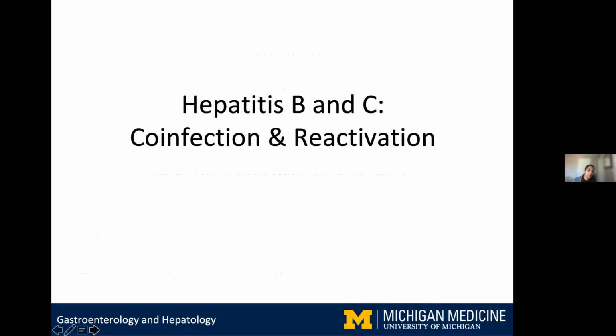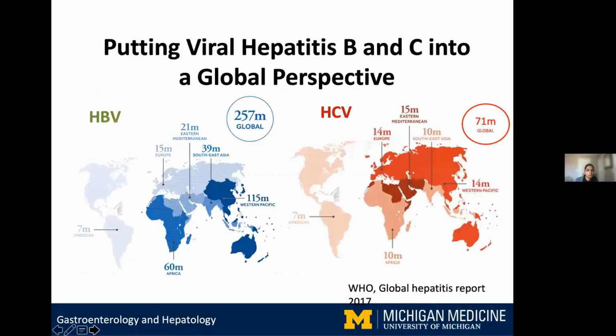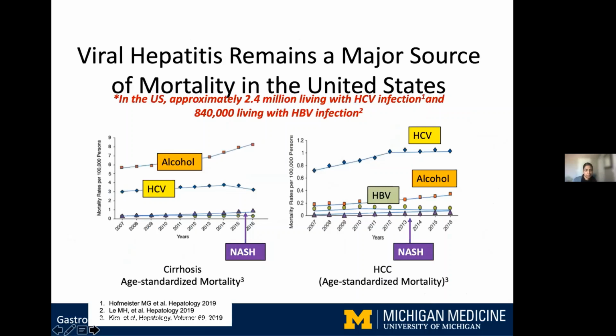So moving on from Hep C infection, I wanted to end this third part of this talk today by discussing this concept of hepatitis B and C co-infection and the small risk of reactivation. So to help put things in a global perspective, when we talk about hepatitis B versus hepatitis C, there's a lot more hepatitis B infection globally. Close to 260 million people in the world are living with hepatitis B infection chronically. And compared to Hep C, you see that it's about a little over 70 million people living with hepatitis C.